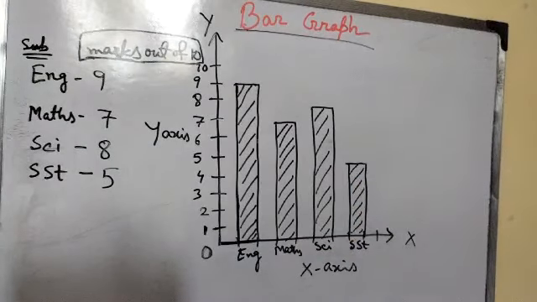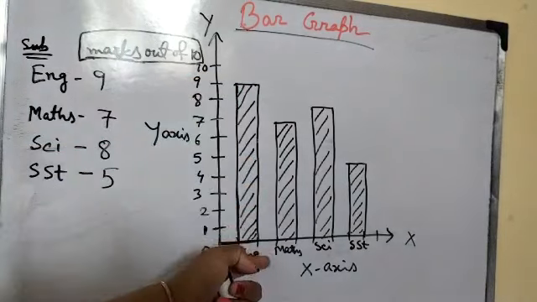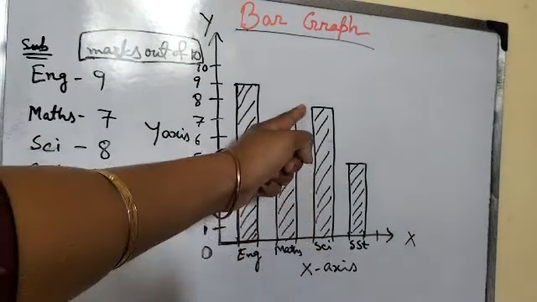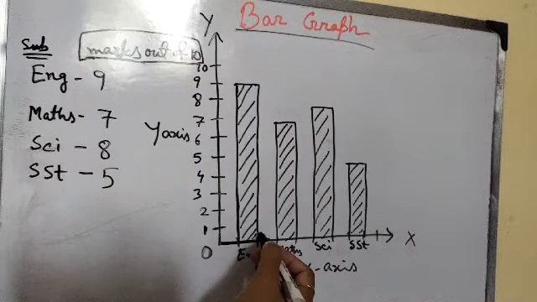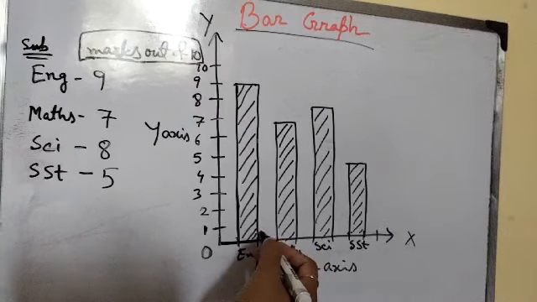So this graph is almost completed. Here for English the bar is up to 9, Maths 7, Science 8 and SST 5. So this is a single bar graph. See here the distance between two bars is the same.